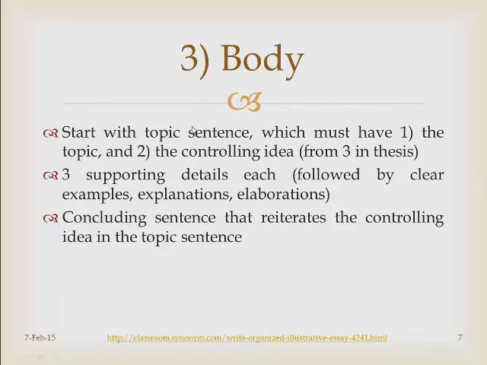Okay, so you say that the cat is self-centered. Why? You give the idea. And this idea comes from the three that you've given already in your thesis statement. Okay, so the topic sentence, one sentence, you must have both the topic and the controlling idea mentioned somewhere in that sentence. And this is followed by three supporting details each for each of your ideas, okay, which you also must follow up with clear examples, more explanations, more elaborations to make a really meaty and chunky burger, right?